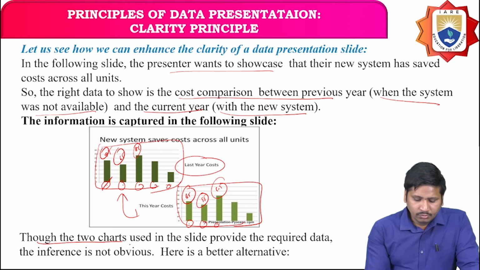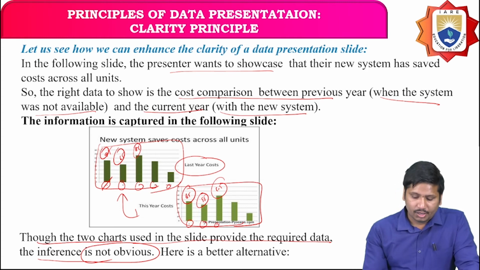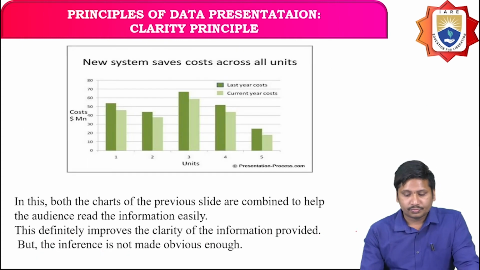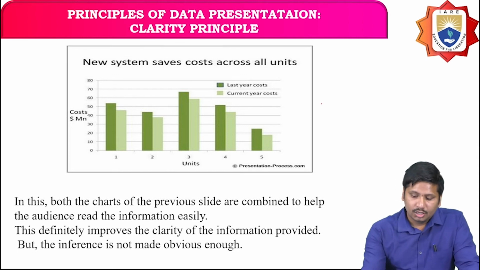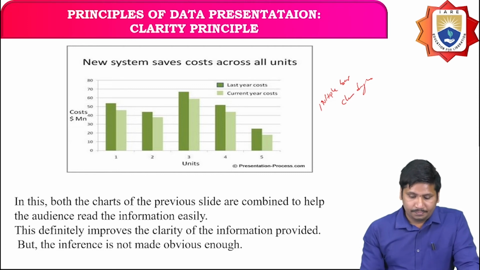Even though the two charts I am using in this slide provide the required data, the inference is not going to be obvious. That is the problem in this graph. So here is the better alternative. Instead of representing last year sales and current year sales in two different graphs, we have one more alternative, that is the multiple bar chart diagram.